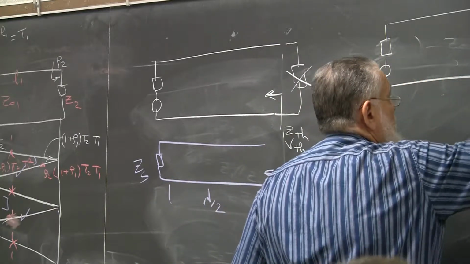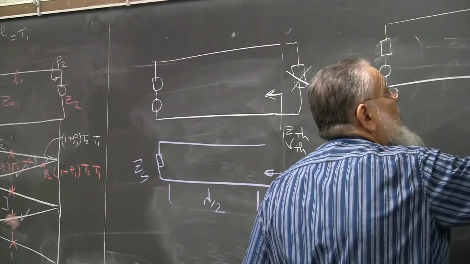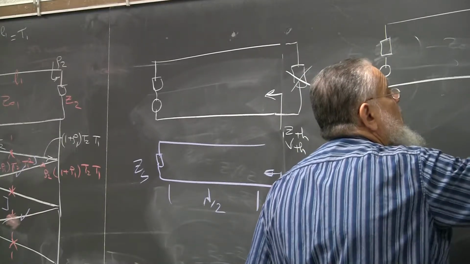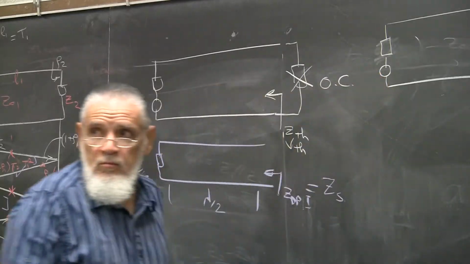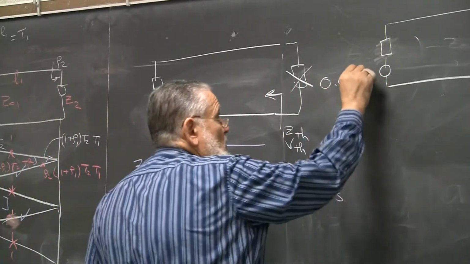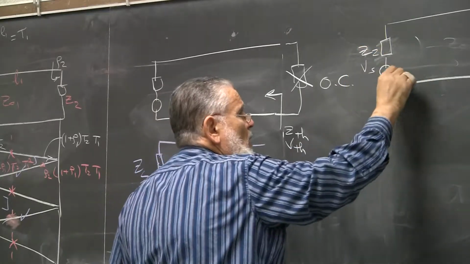How do you get the V open circuit? It's V of z at z is equal to L in this circuit. You need V of L. You have Vs here, Zs there, and a line of lambda by 2.